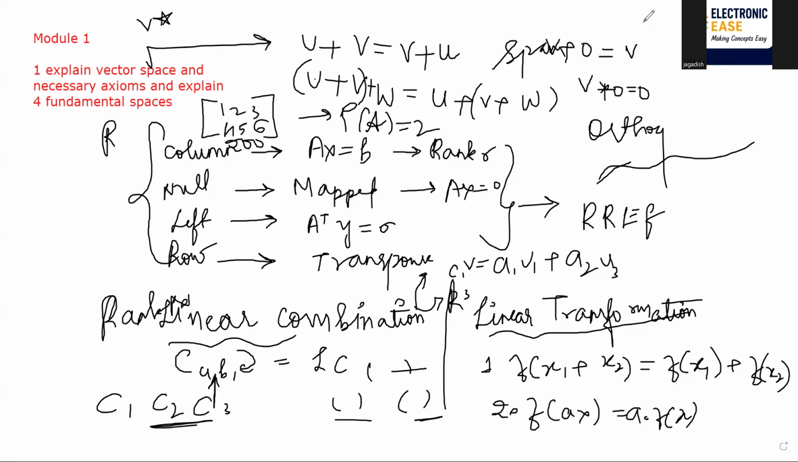Next, spanning of a vector, same concept: you convert to echelon form. Whatever the final elements you get in that row will become the span of the vector. So that is for spanning.